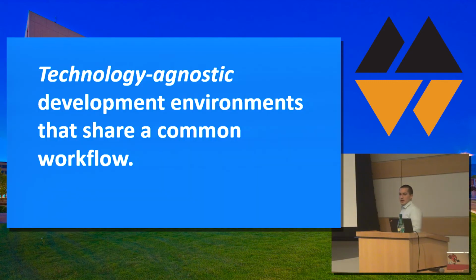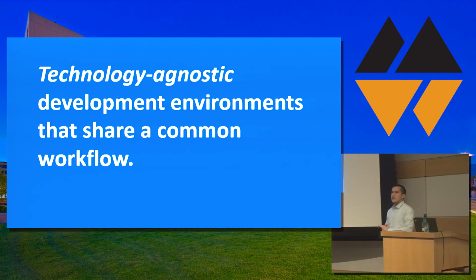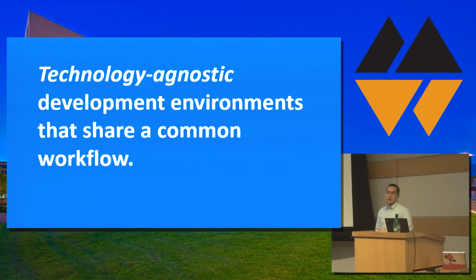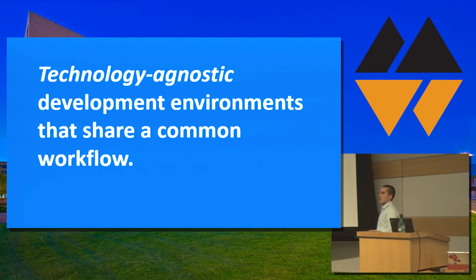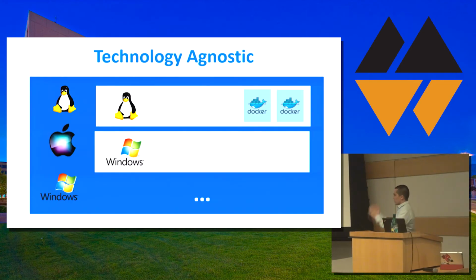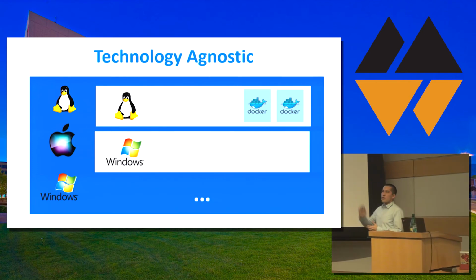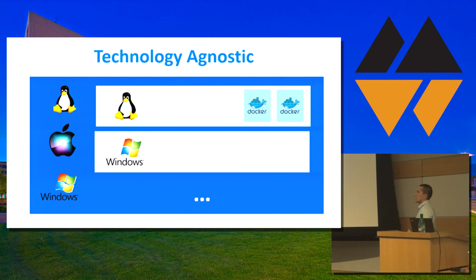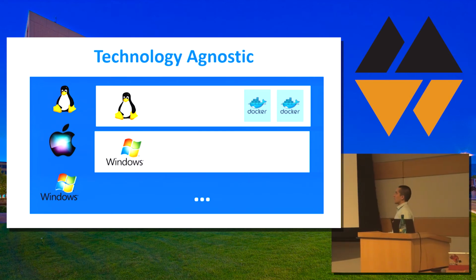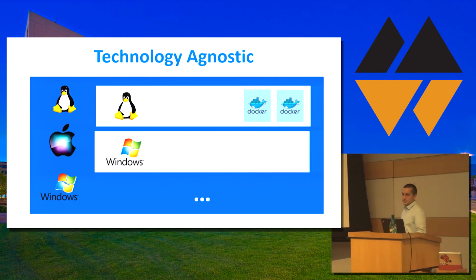And so Vagrant at its core is really a technology-agnostic development environment builder that focuses on giving you a common workflow. The important part of Vagrant is really the workflow, much less the technology. By technology-agnostic, I mean it runs on Windows, Mac, Linux. It could run Windows, Mac, or Linux virtual machines as well. And if you have things like Docker within there, it knows how to deal with those. And that integration is getting a lot better every day.